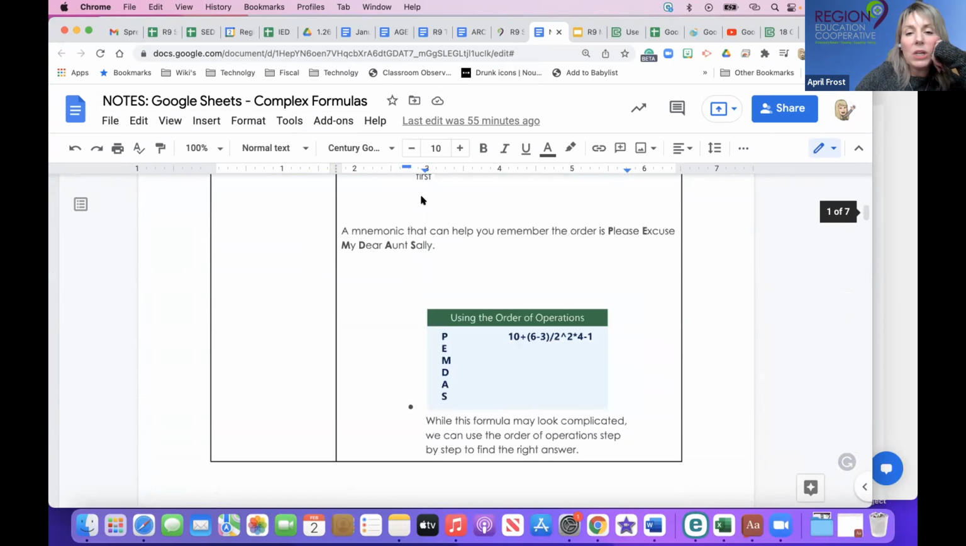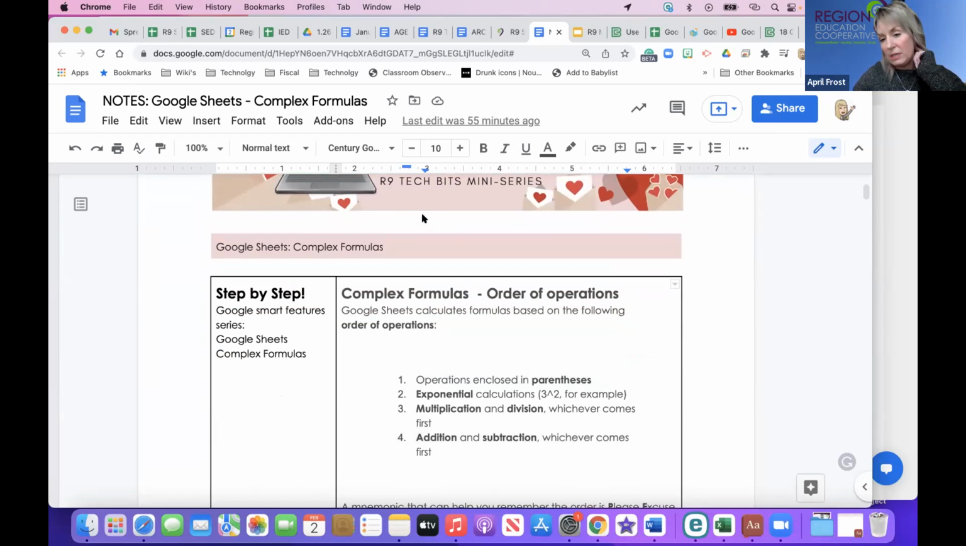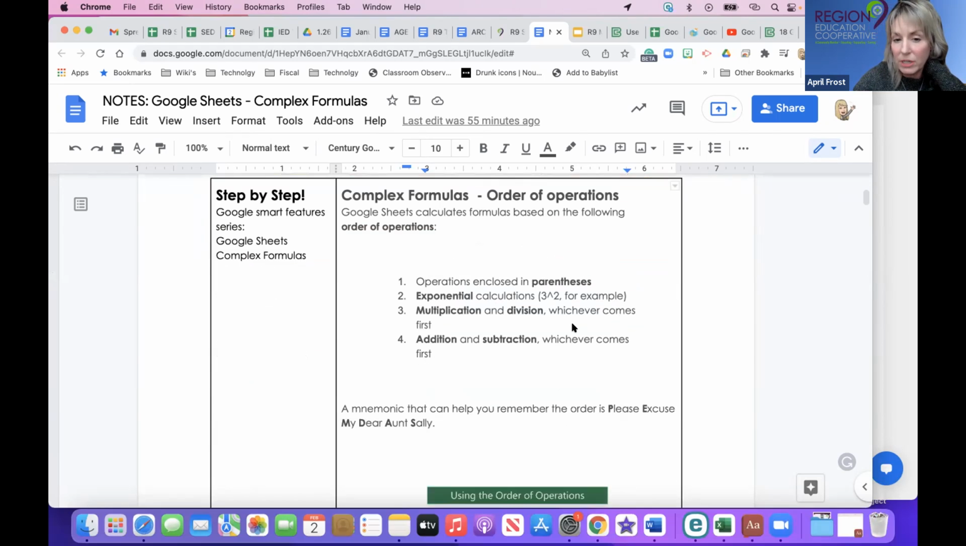Complex formulas in Google Sheets and in any Excel is basically just knowing the order of operations. You have to understand the order of operations and how the software is reading or interpreting the information that you're giving. So you want to make sure that you understand that old school math order of operations. What we learned about last time was, please excuse my dear Aunt Sally.